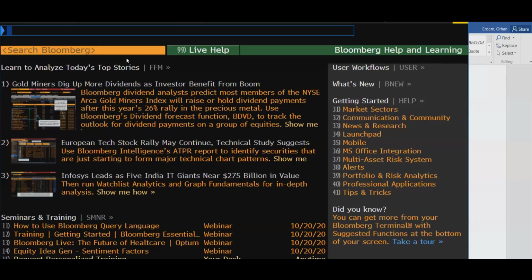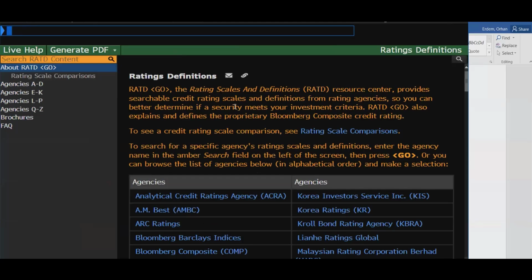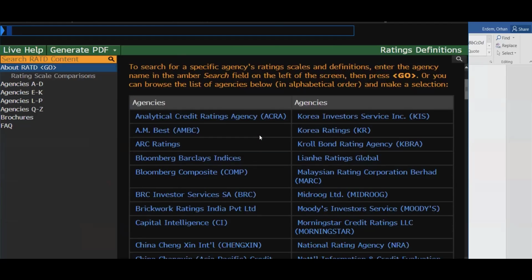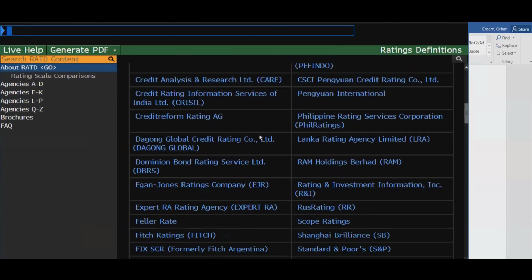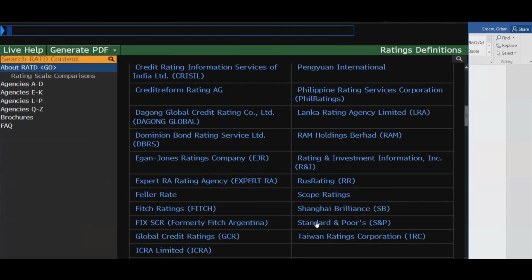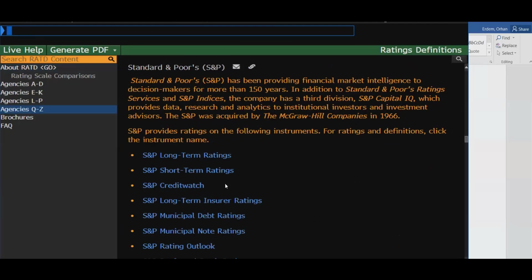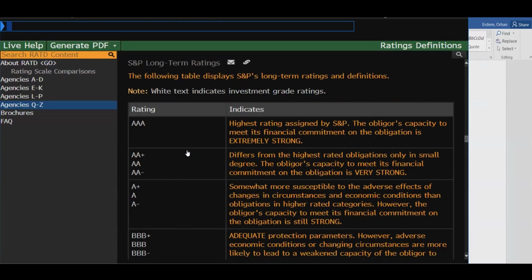We can also check the details of rating agencies' letter grades from Bloomberg screens. RATD serves for this purpose. When you click RATD, you will see the details of all rating agencies in the world. As you can see, there are more than three, but the three are the major ones. So when you click on, for example, Standard & Poor's, S&P, you can see a couple of letter grade scales they offer to investors. Let's take a look at the first one. It starts with AAA, and then you have the detailed explanation of what it means. For example, AAA is the highest rating assigned by S&P. The obligor's capacity to meet its financial commitment on the obligation is extremely strong.